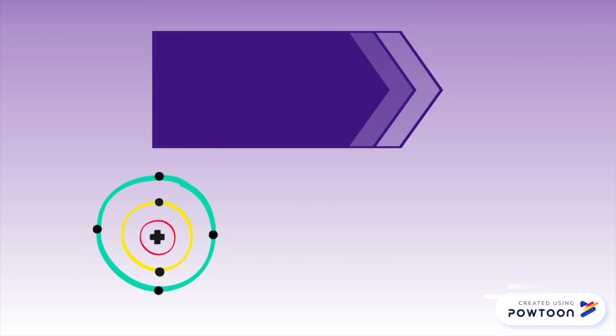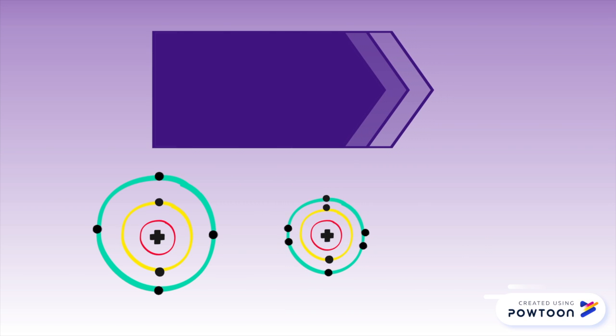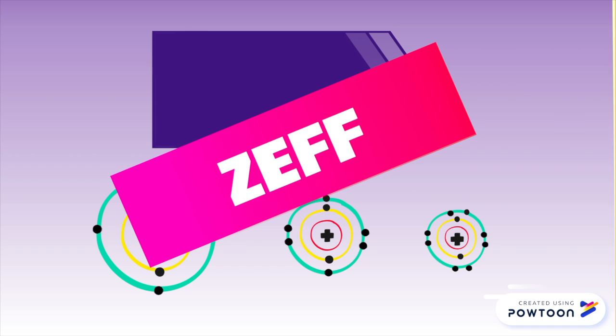As you move right on the periodic table, the number of protons and electrons increase. However, the effect of increasing proton number is greater than that of the increasing electron number. Therefore, there is a greater nuclear charge, otherwise known as ZEF. This results in a smaller atom.